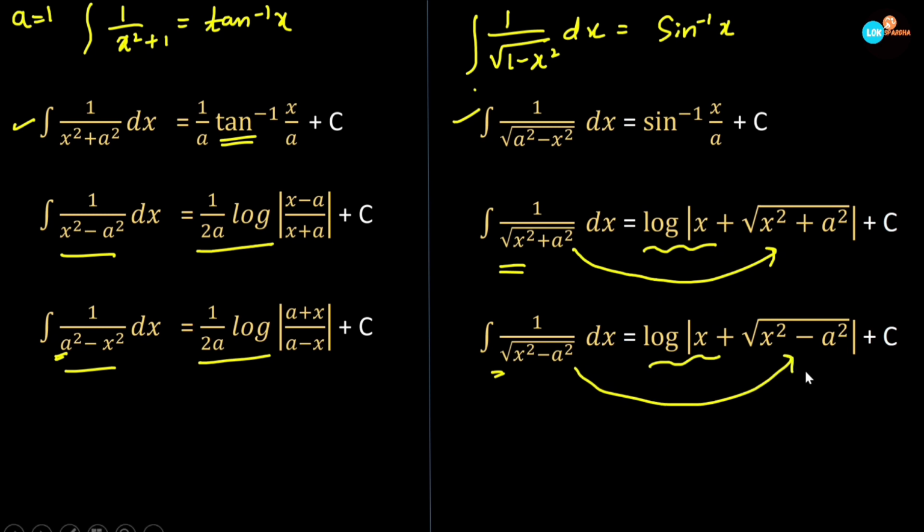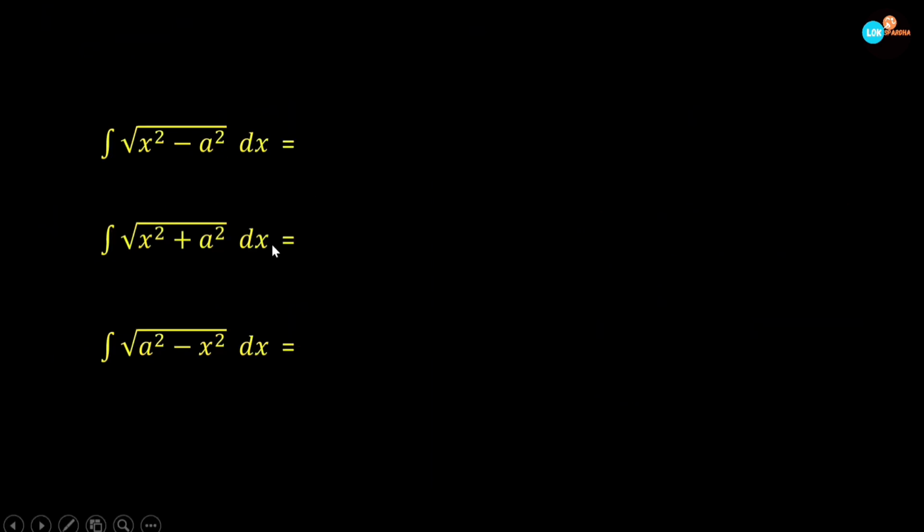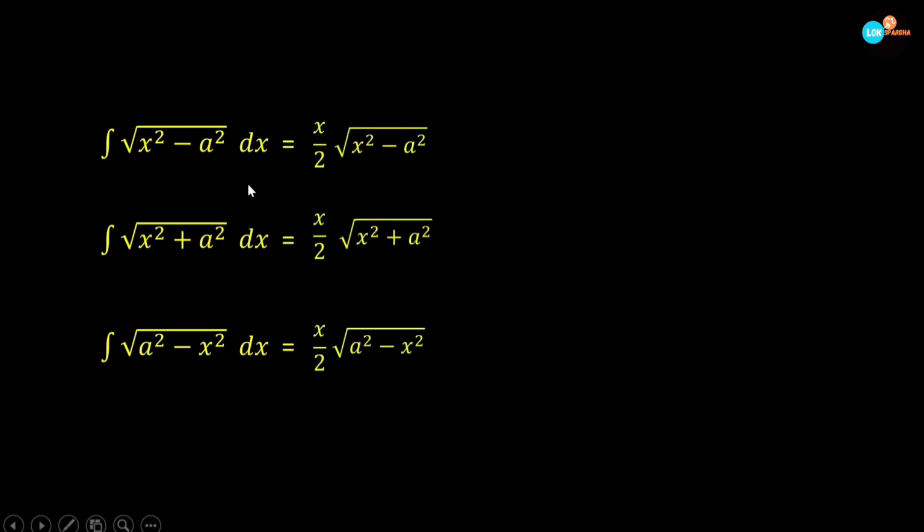That's it. And the next one, these are important in mathematics and not that much important in physics. So this is integral of root x square minus a square dx, and integral of root x square plus a square dx, and integral of root a square minus x square dx. Now first you have to write x by 2 for everything, and later whatever is there here, you just repeatedly write.